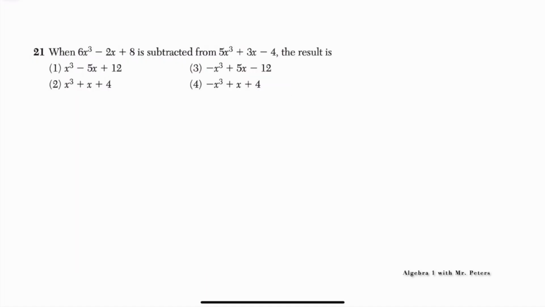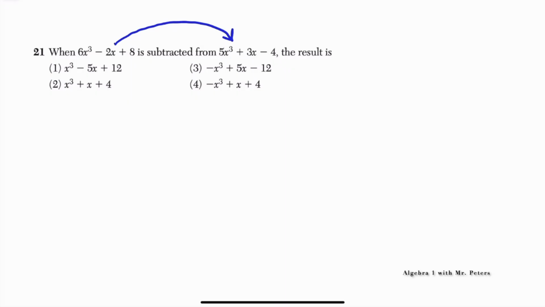Problem number 21 can be a very simple problem, but you have to take your time and really understand the statement. It says when 6x to the third minus 2x plus 8 is subtracted from 5x to the third plus 3x minus 4, the result is. So I want you guys to remember that these are treated as a single expression. And what they really want us to do is to take this first expression and subtract it from the second one.